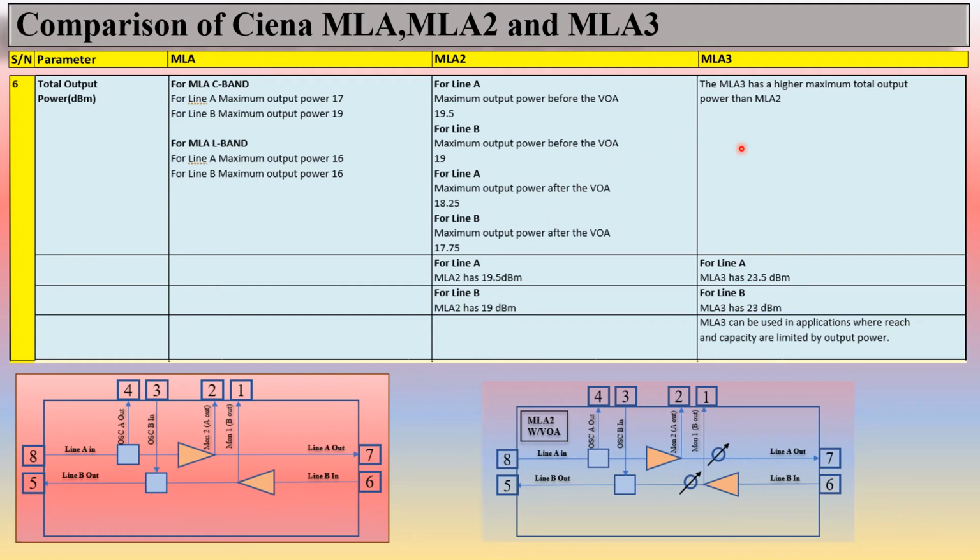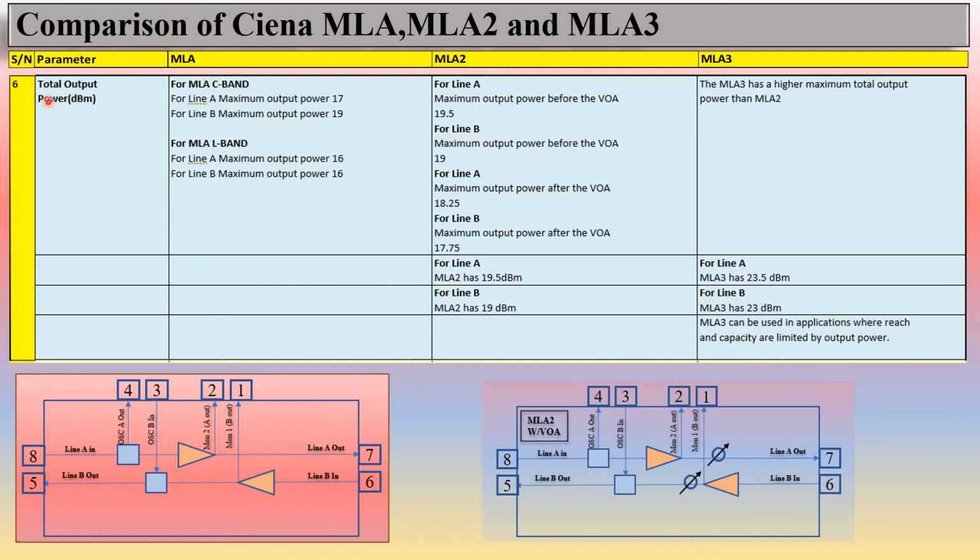In the case of MLA3, the MLA3 has a higher maximum total output power than MLA2. So for line A, the MLA3 output power is 23.5 dBm, and you can see here in the case of MLA2 with VOA or without OA, the maximum output power for line A from MLA2 is 19.5 dBm. So this is the difference. You can see here again there is a difference between MLA2 and MLA3 in the total output power.